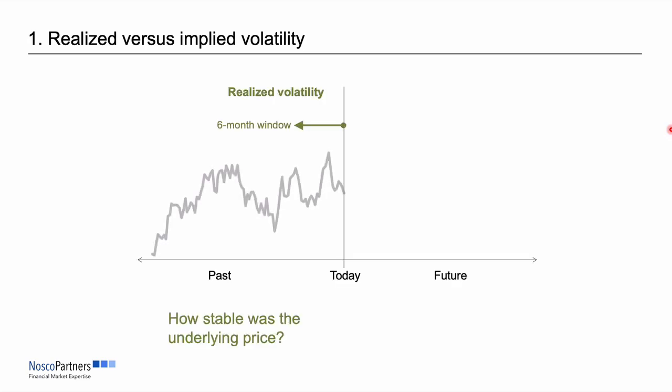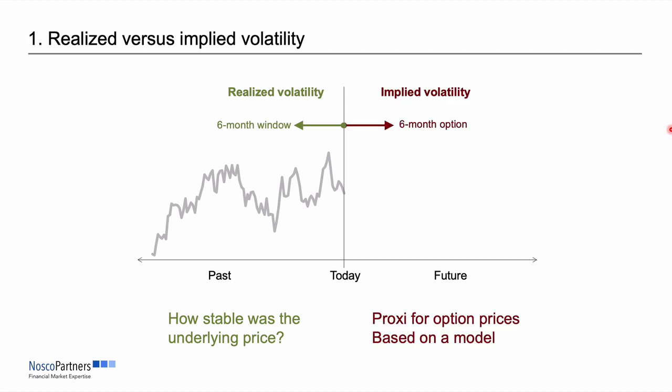Volatility is a word with many meanings. The most important differentiation is between realized volatility and implied volatility. Realized volatility describes how much the underlying fluctuates over a certain period. It is a characteristic of the underlying over that period.